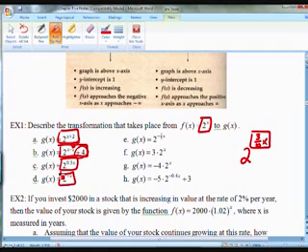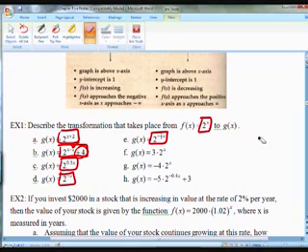2 to the negative x power. Again, the negative's on the x. It's going to flip it which way? Horizontally. 2 to the negative 2/3 x. Again, it's applying to the x, so it's going to flip it because of the negative, and it's going to stretch or compress it. Stretch it times what? 3/2. Good.